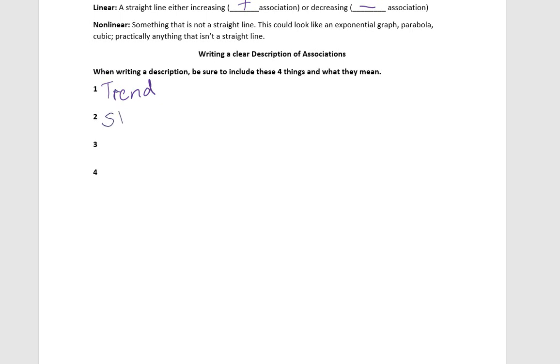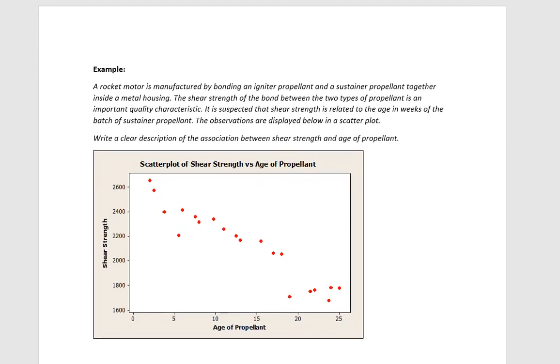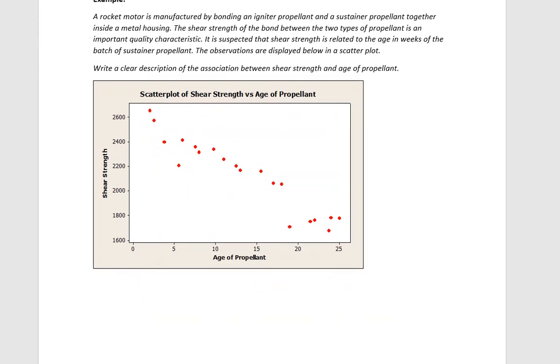Then you need to describe the strength, then the shape, not necessarily in that order. And the last thing you need, very important, is context. Statistics, math, all of that doesn't mean a thing if you don't have that context. So you have to be able to tell people, hey, I saw this, this is what it means in the context of the problem. So if we look down here, we're going to have two examples where we're given a setup and we're asked to describe the relationship using these four things.